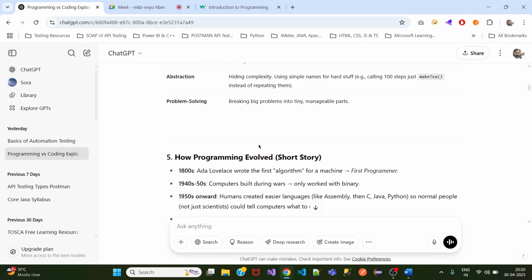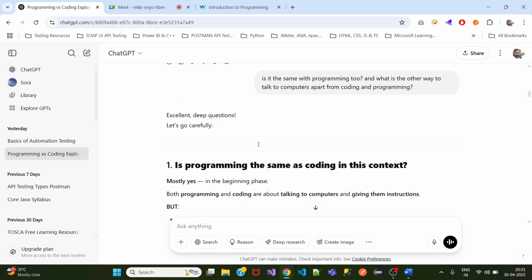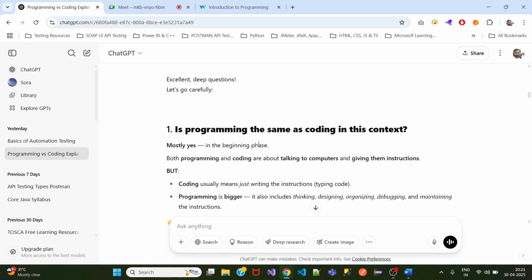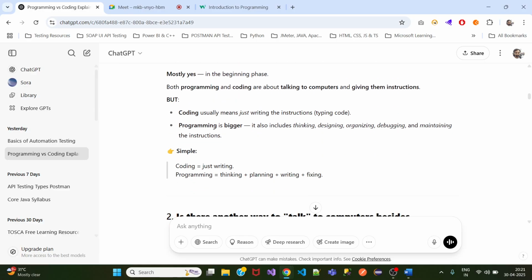Now, next, is programming the same as coding? Yes, mostly, but programming is bigger, because thinking, designing, organizing, debugging and maintaining the instructions come into the picture when it comes to programming. But coding is just writing the instructions. You put your thoughts into code, nothing else, just writing. Thinking, planning, writing, fixing, everything comes into programming. So algorithm, logic, programming, these are the basements before writing code.